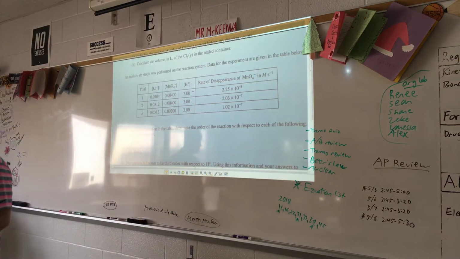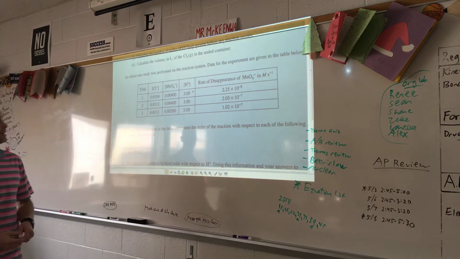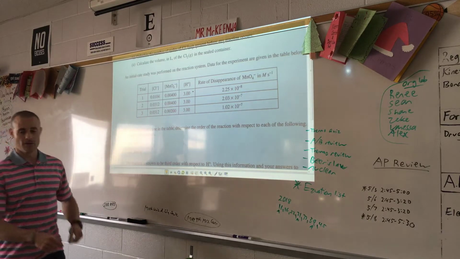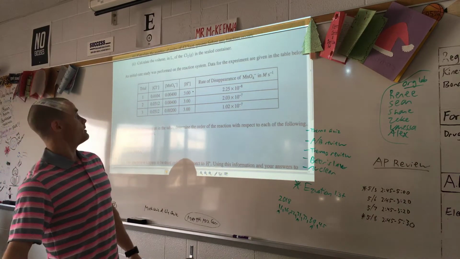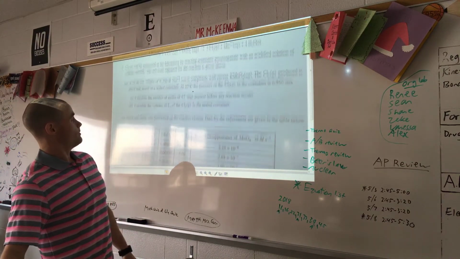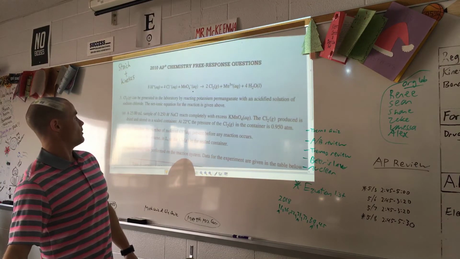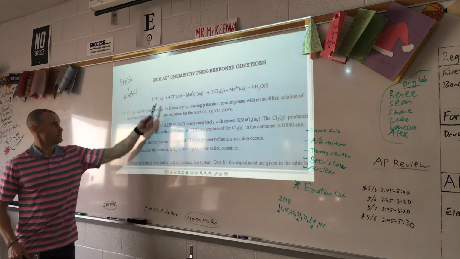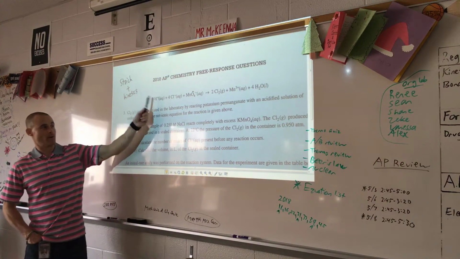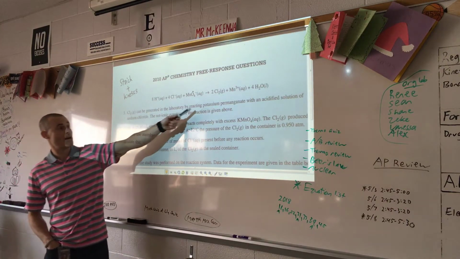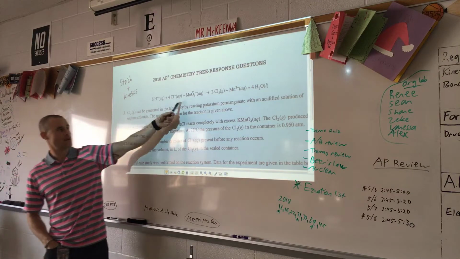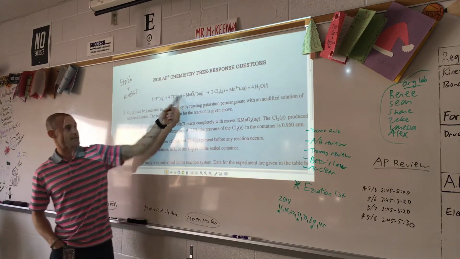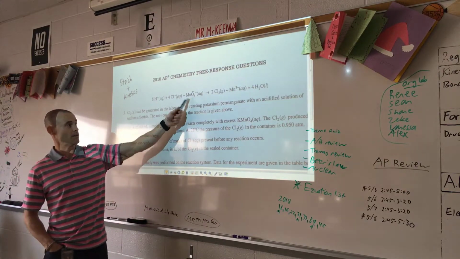So you got trial 1, trial 2, trial 3. Again, this is the problem with projecting. There's the overall reaction in acidic medium. Whenever you have a redox, potassium permanganate, we talked about that this year a little bit here at the end. So you're reacting these two primarily.